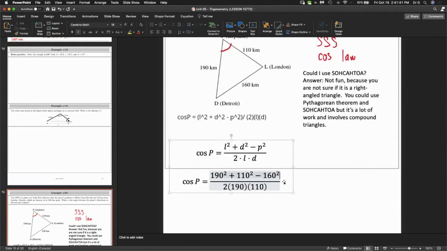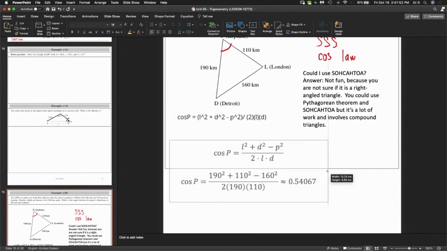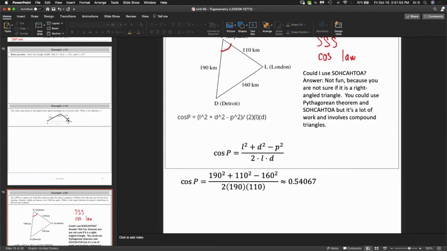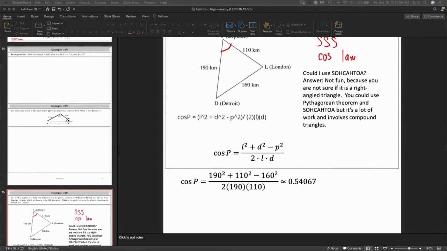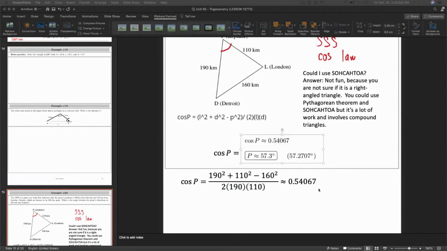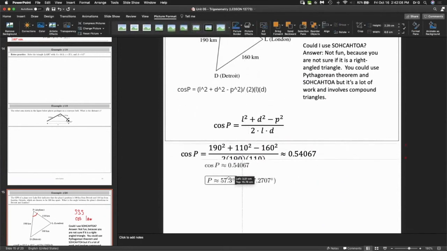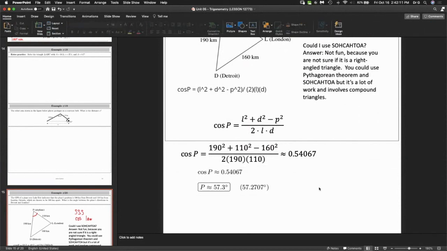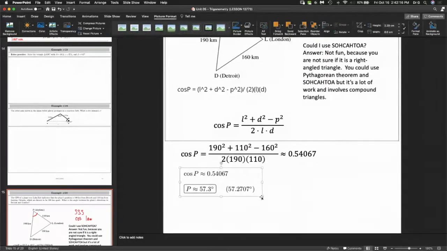So earlier when I did this, I got this 54067. Okay, at that point, you can just solve it. Looks like my screenshotting tool is not working correctly now. Anyway, you get 57 degrees, 57.3 degrees. So that represents the angle between the two.